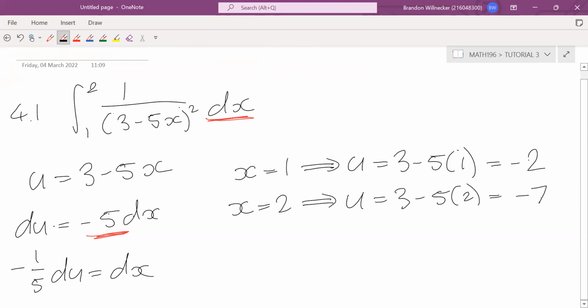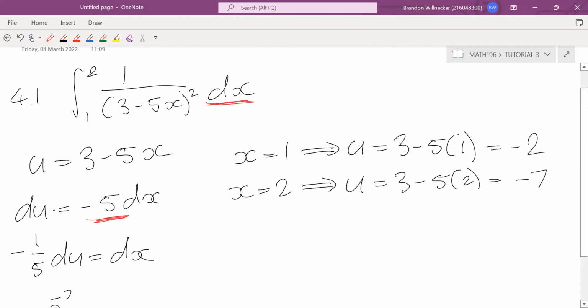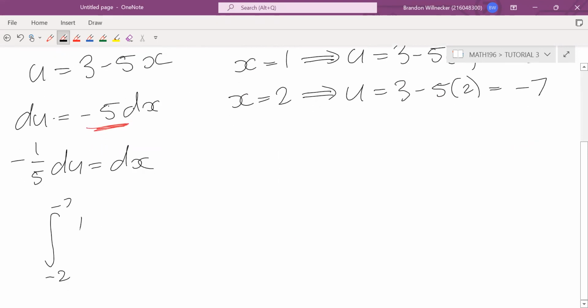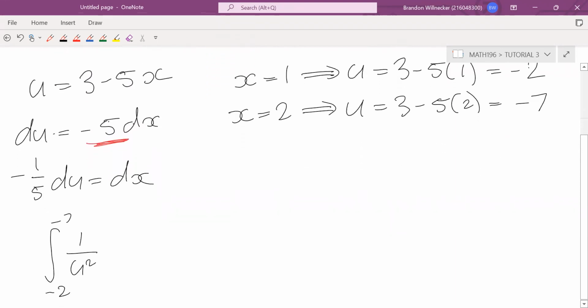Okay, so we've got the new expression with u, we've got du, and we've got the new bounds. So let's put all of this together. This all becomes the integral from minus 2 to minus 7 of 1/(3 minus 5x) all squared. Remember, 3 minus 5x we're replacing with u, so that's just going to be 1/u squared. dx is replaced with minus 1/5 du.